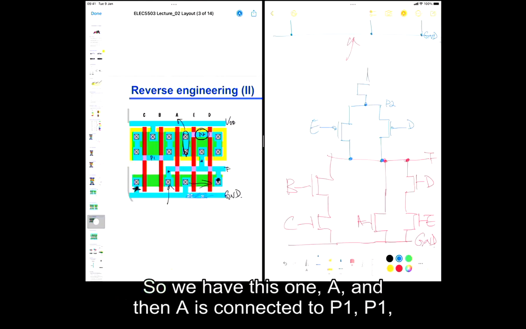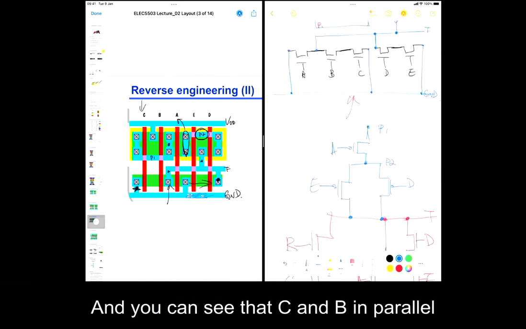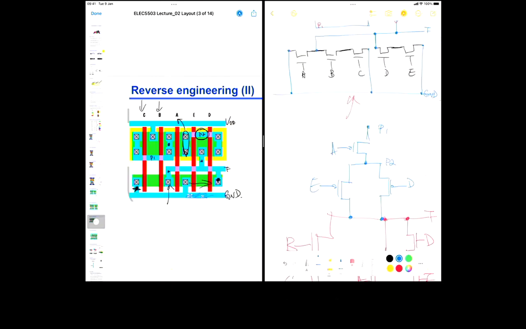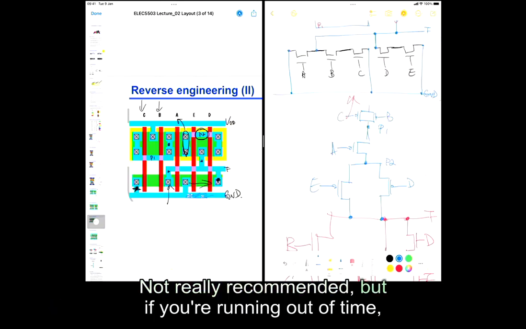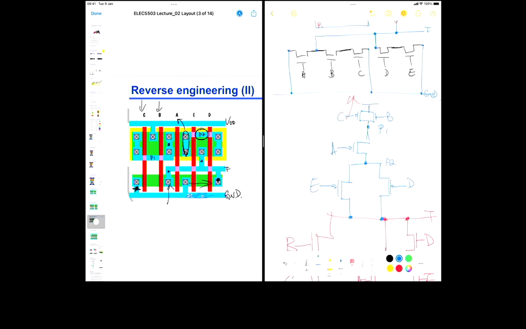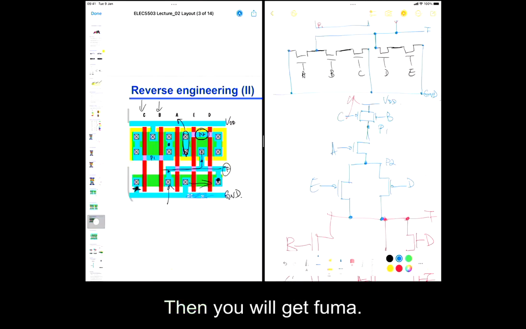So we have this one, A, and then A is connected to P1, and I don't have much space. And you can see that C and B are in parallel and connected to VDD. So just to be quick, this is the lazy way of drawing. Not really recommended, but if you're running out of time, then I can't mark you wrong. Yes, it's given. That's why even if you don't know, make sure you put down all the internal nodes. Then you will get full mark.